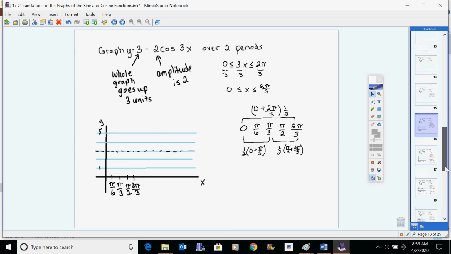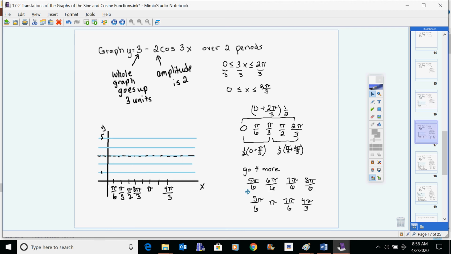Now the other thing we have to notice is this negative, because the negative tells us that when we're bouncing this thing around, we're going to start down and go up rather than starting up and going down. So we're going to put our points in. We're going to go down, middle, up, middle, down, and that'll be one of our periods. So I'm going to put that in.